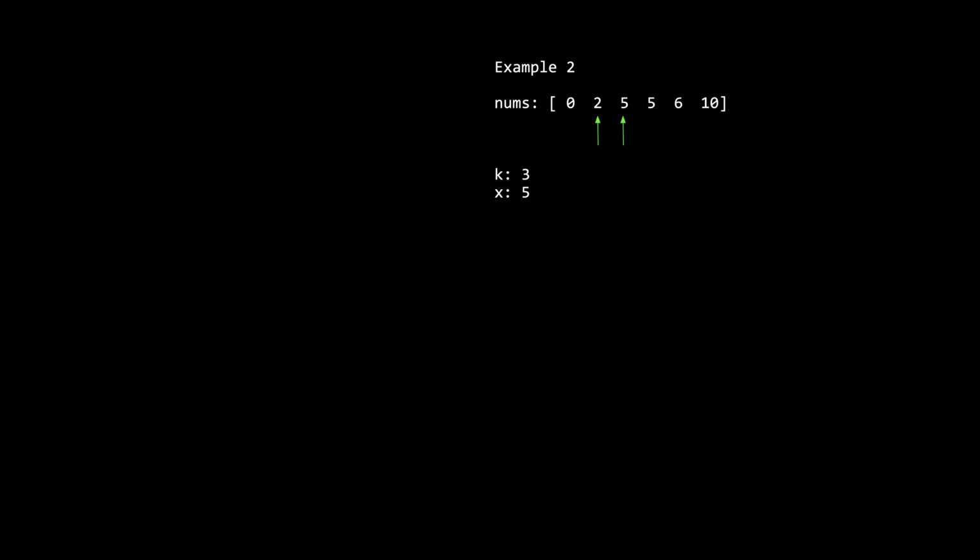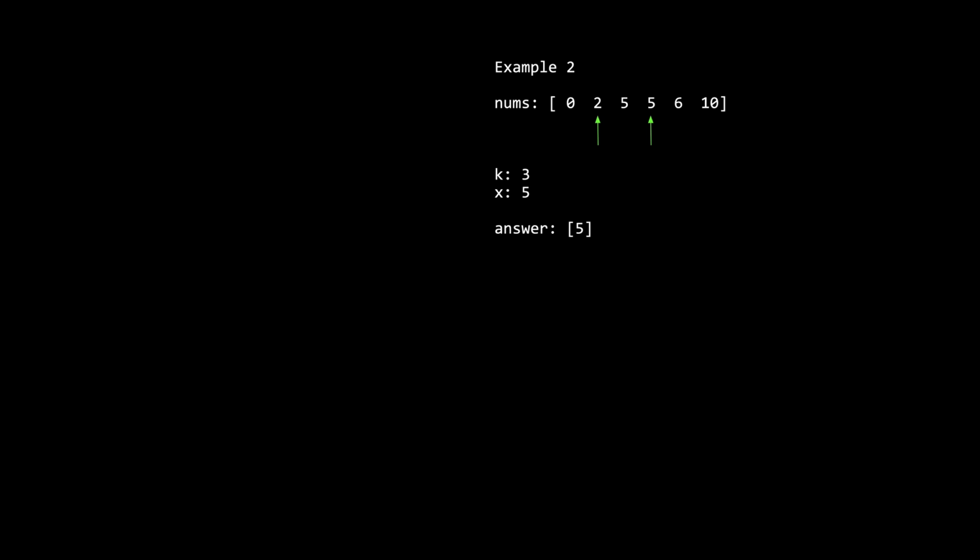So the binary search would leave the two pointers here. We would then compare their distance to x. So is the 2 or 5 closer to 5? Obviously the 5 is closer. So we would include that in our final answer and move the pointer to the right.